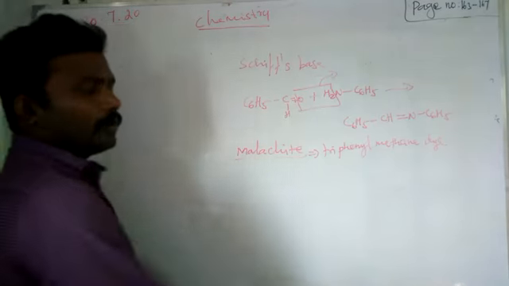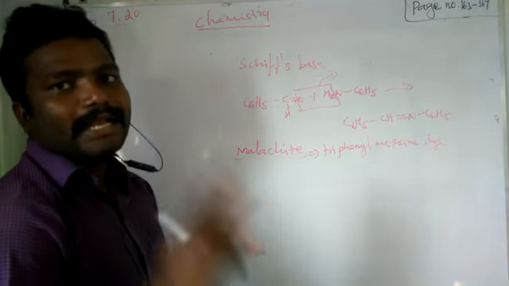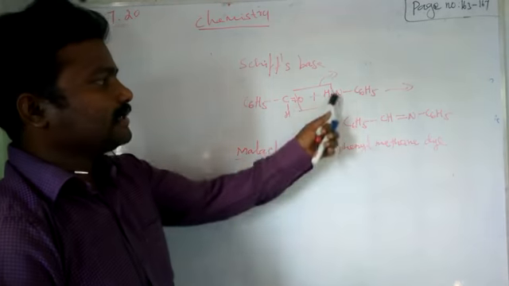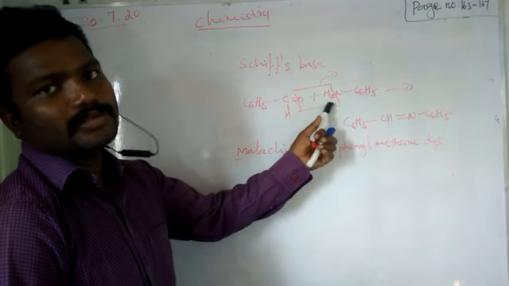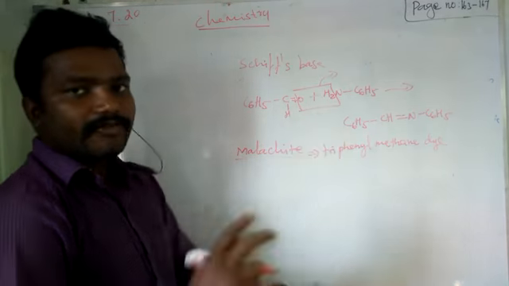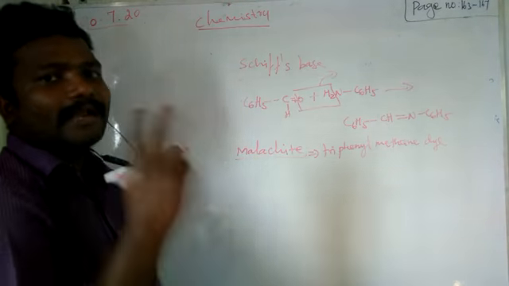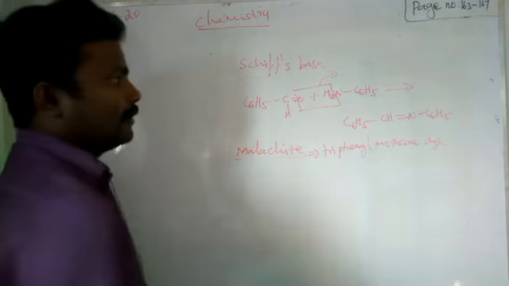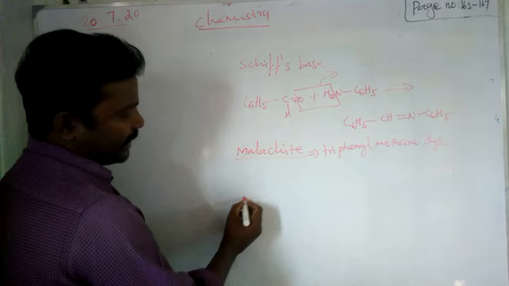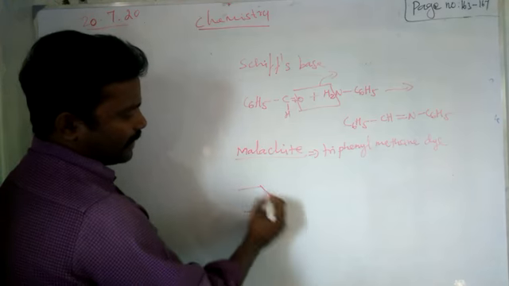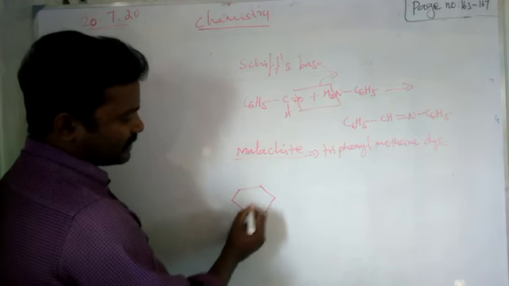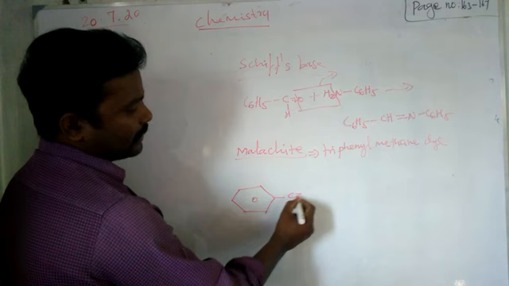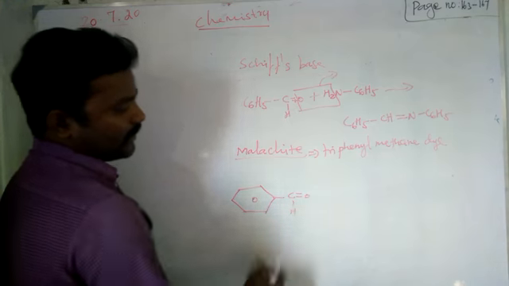Here we have to take 2 moles of dimethyl aniline. We know that aniline means benzene with NH2. In the place of 2 hydrogens, if you add 2 CH3 methyl groups, you get dimethyl aniline. Then 1 mole of benzaldehyde we have to take. Here we are going to draw the benzene ring structure for benzaldehyde, C double bond O H.